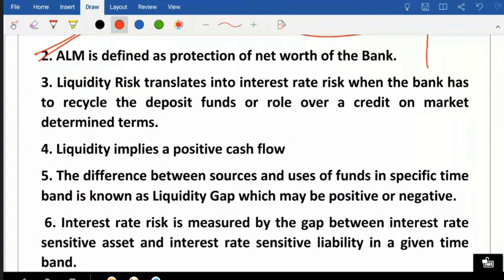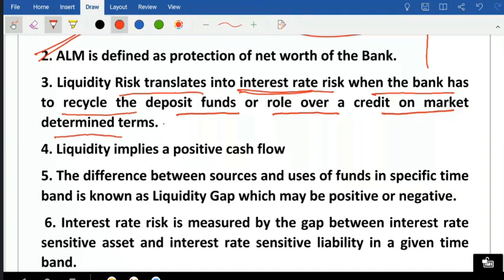Liquidity risk translates into interest rate risk when the bank has to recycle the deposit fund or roll over a credit on market determined terms. What does liquidity risk mean? The bank is having some FDs, and out of those FDs or deposits they are giving loans to customers. Many FDs put together are given as loans to different customers. So this is called liquidity management, and liquidity implies positive cash flow.